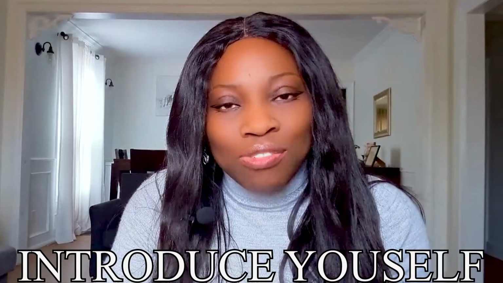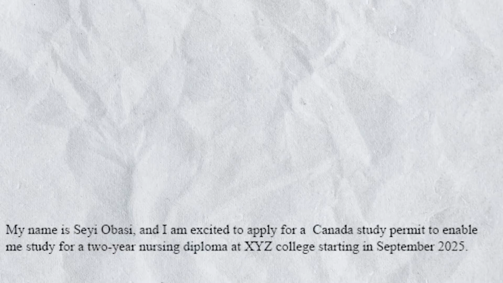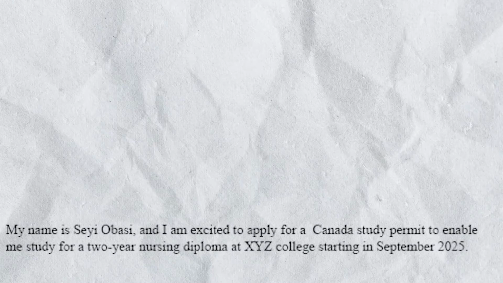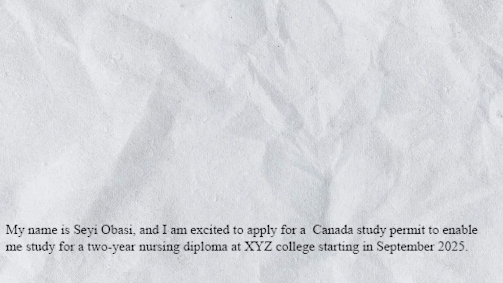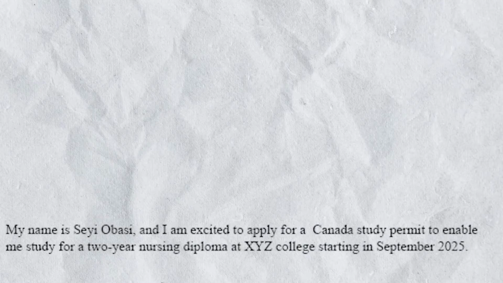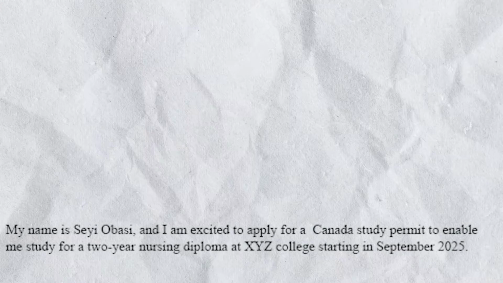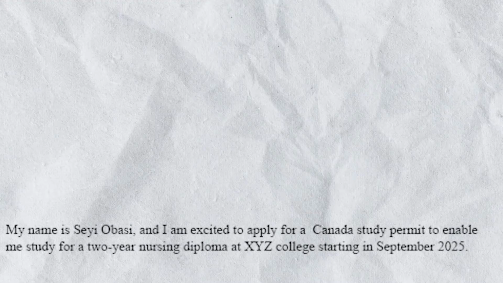The first paragraph is really simple. It's where you introduce yourself and why you are writing this letter. So you can say something like, my name is Whay I, and I am excited to apply for a Canada study permit to enable me study for a 2-year nursing diploma at XYZ College starting in September 2025. Simple as that. If you like, you can include your passport number here or any other introductory statement.